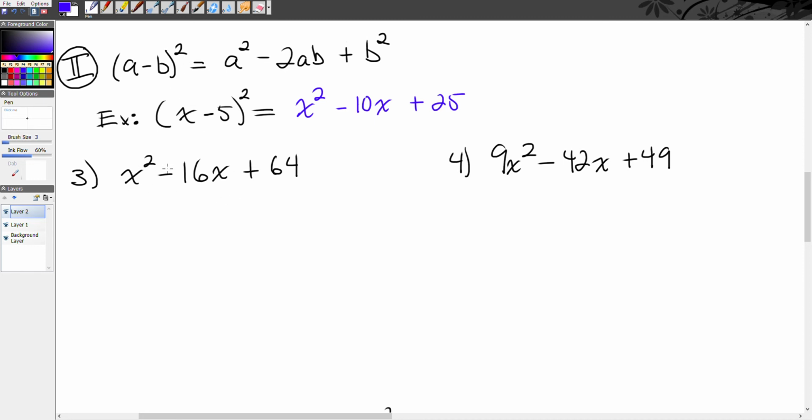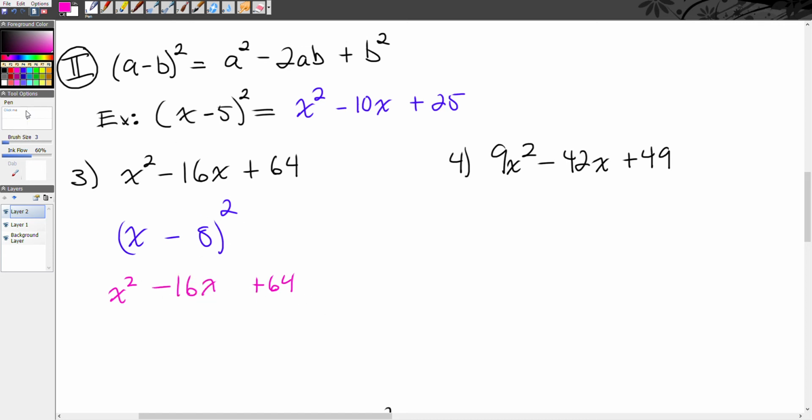So what's the square root of x squared? X. On the end, what's the square root of 64? 8. And since it's a negative middle term, it's an a minus b squared. So this is x minus 8 squared is what we get when we factor. And again, if I FOIL, x times x is x squared. On the end, negative 8 times negative 8 is 64. In the middle, x times negative 8 is negative 8x times 2 is negative 16x.